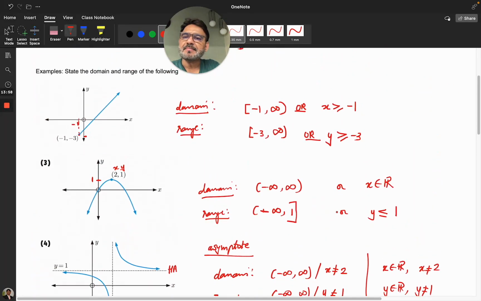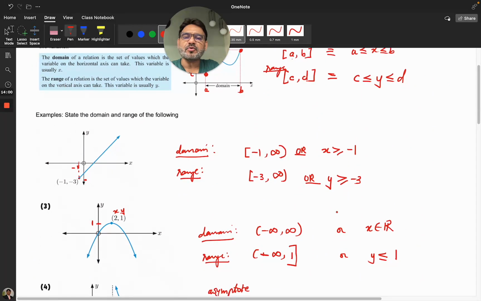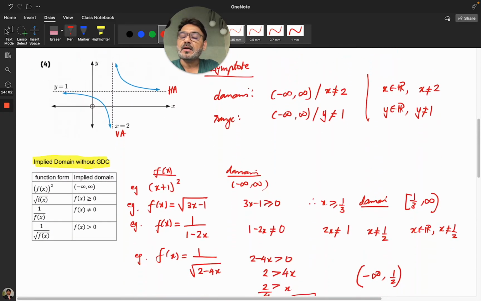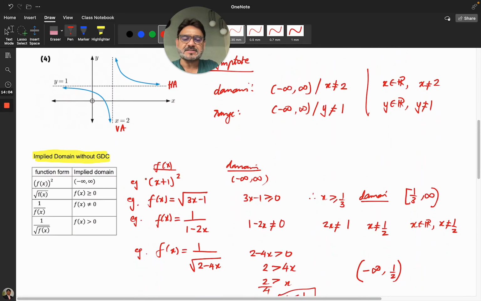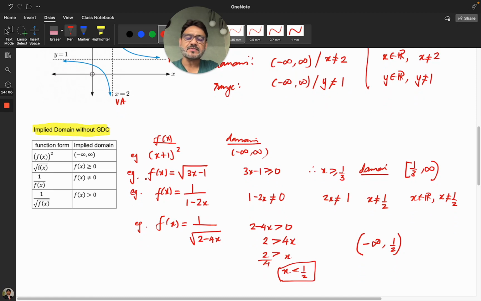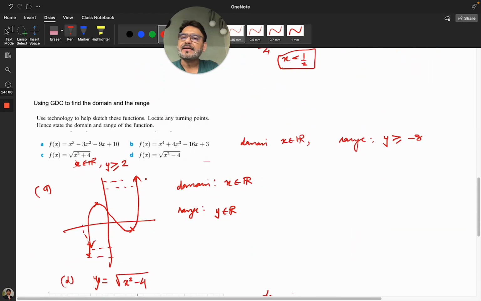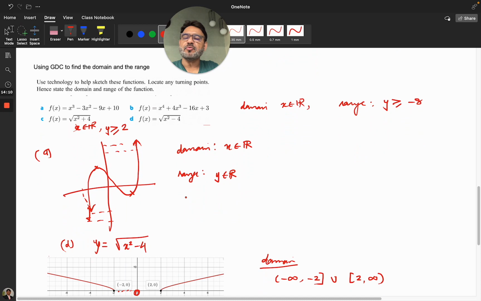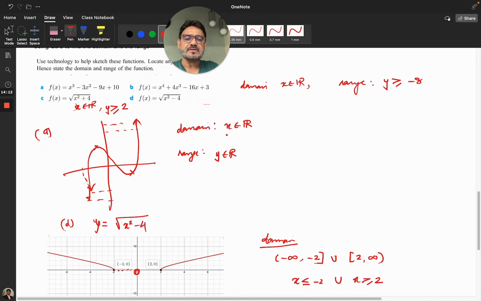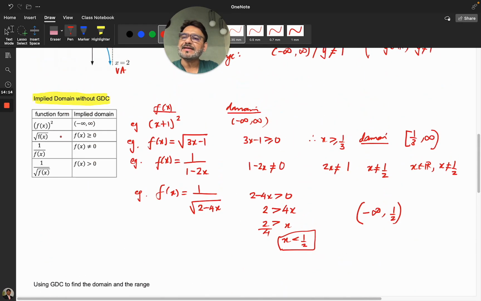So what you need to remember is looking at the graph, how to write the domain and range. Looking at implied domain, this is the second thing. Without calculator for HL, this is very important. And using your GDC to find the domain and range if it's a tough function. Correct? Without calculator, they'll ask you only functions of this sort. So you need not worry about other types.